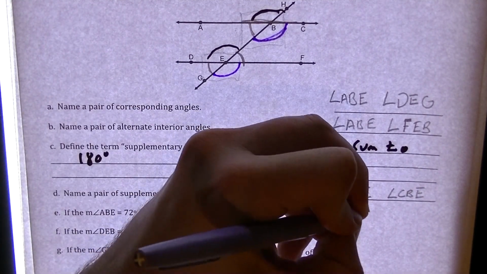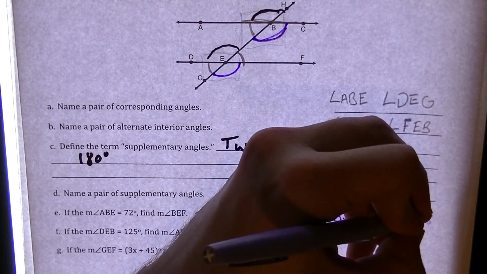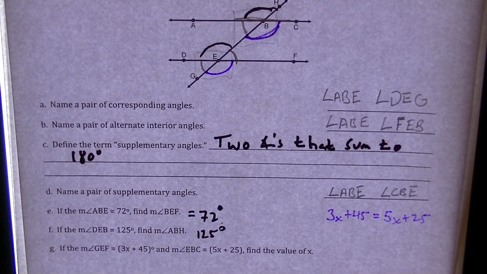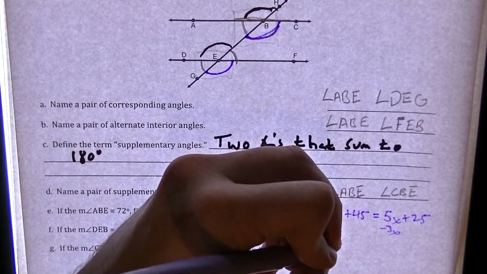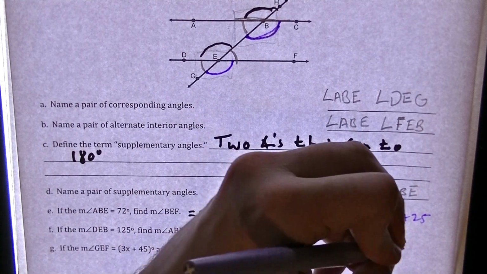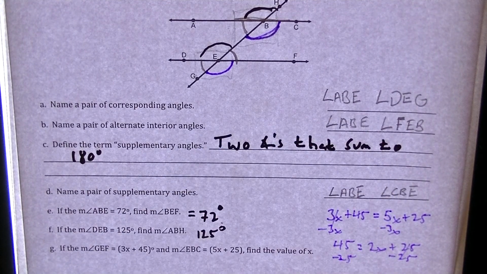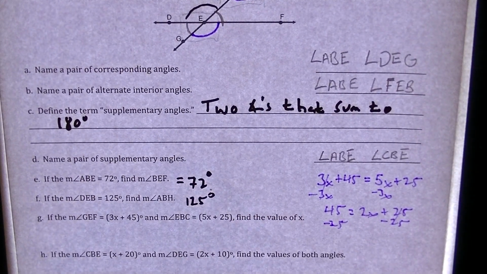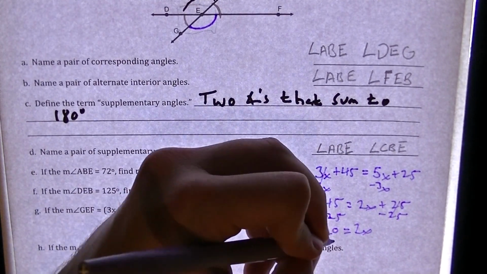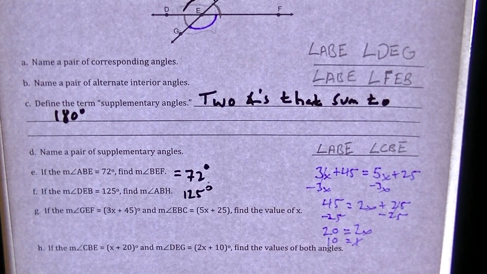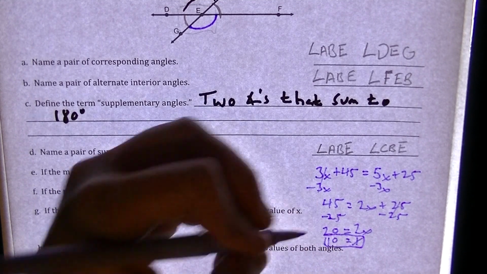3x plus 45 is equal to 5x plus 25. And let's start doing the algebra. I'm going to subtract 3x from both sides. 45 is equal to 2x plus 25. Take away 25 from both sides. 45 minus 25 is 20, is equal to 2x. So that means that 10 is equal to x here. And that's my answer. They wanted to find the value of x. I found that x is 10.